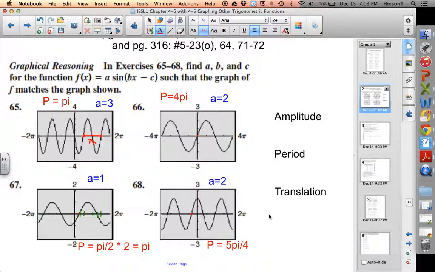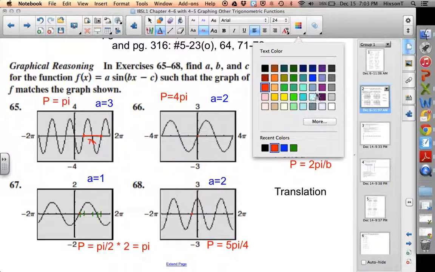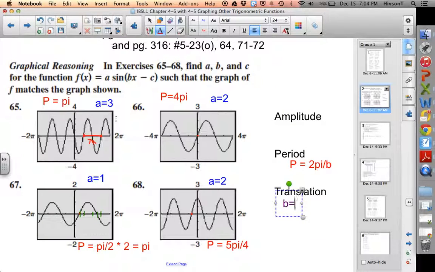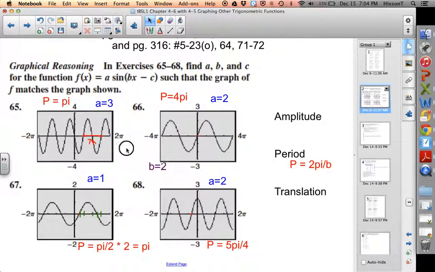Alright, now each of those can help us find B, because P is always going to equal 2 pi over B. So if I figure that out here, if pi equals 2 pi over B, then B must equal 2. Alright, we'll put that here. B equals 2. Alright, there's B equals 2.